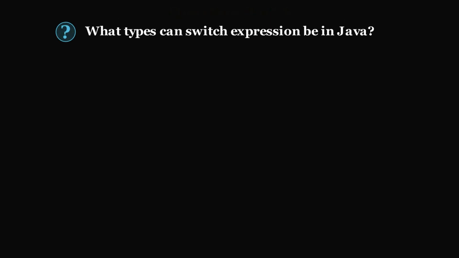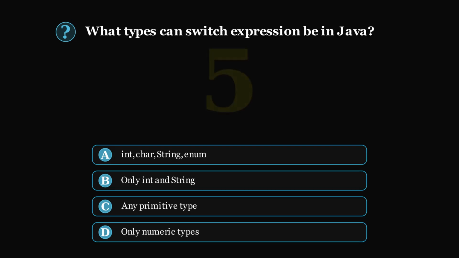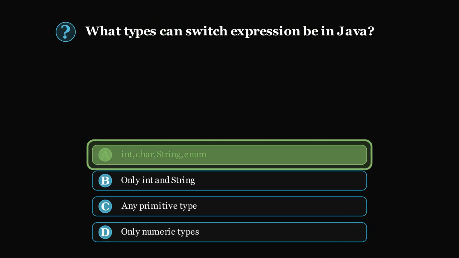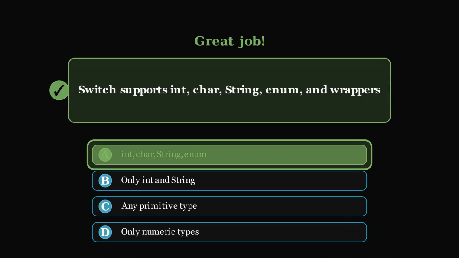What types can switch expression be in Java? Which one is correct? The correct answer is switch supports int, char, string, enum, and wrappers.